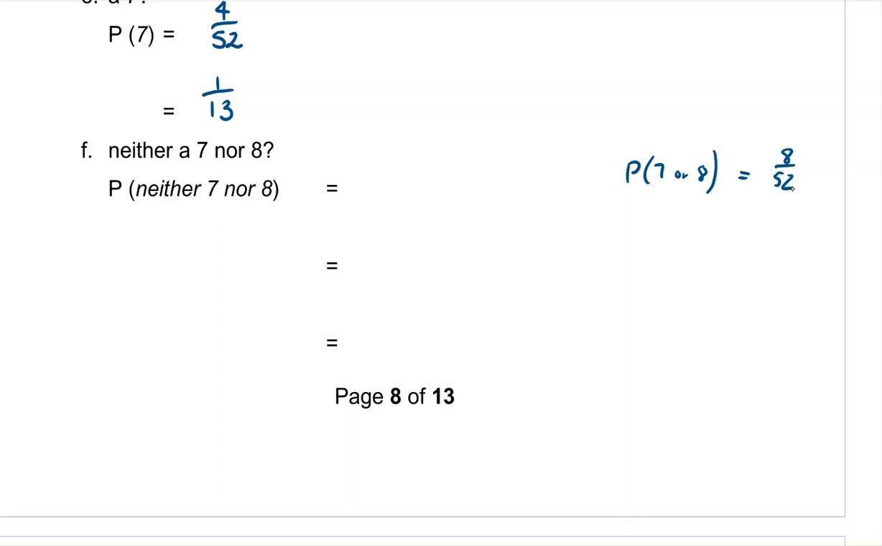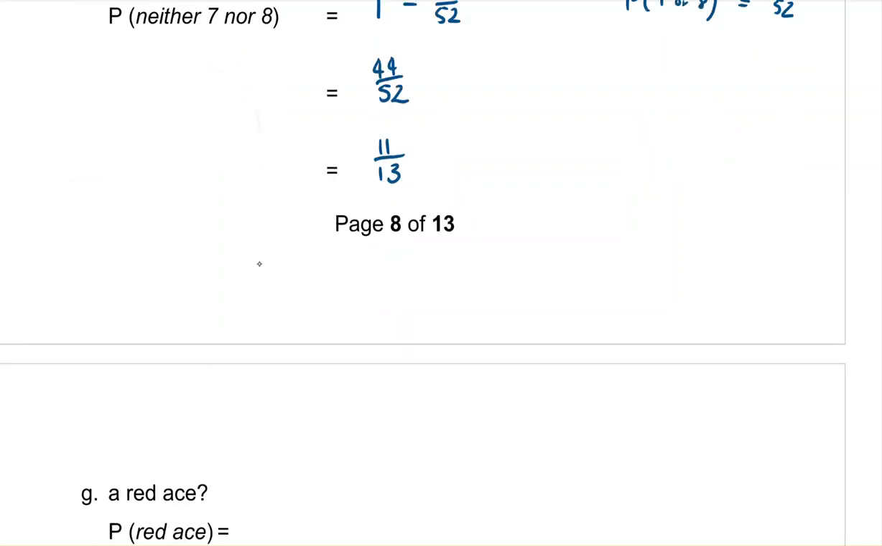What I'm going to do is I'm now going to come back to my original question, which says, I don't want the 7s or 8s. So how about I do 1 minus the part that I don't want? I don't want the 8 out of 52 that were 7s and 8s. To subtract those, you want to do 52 minus the 8 to find out how many extra cards there were there, which is 44 out of 52. And that simplifies to be 11 out of 13.